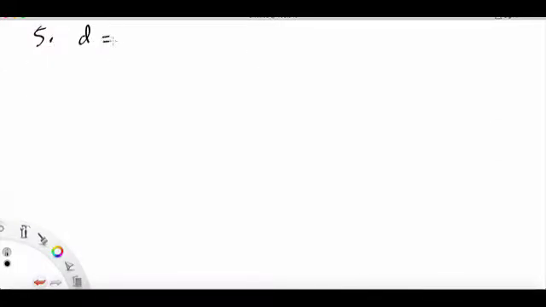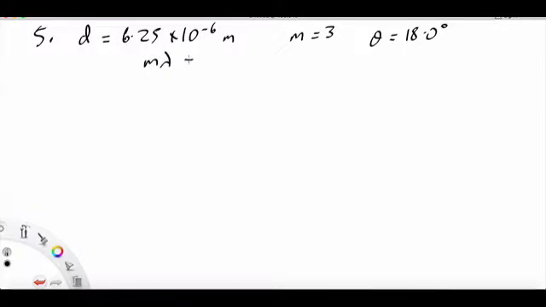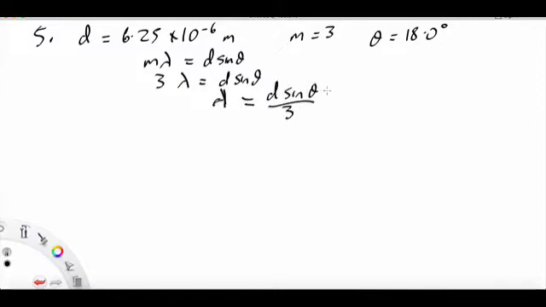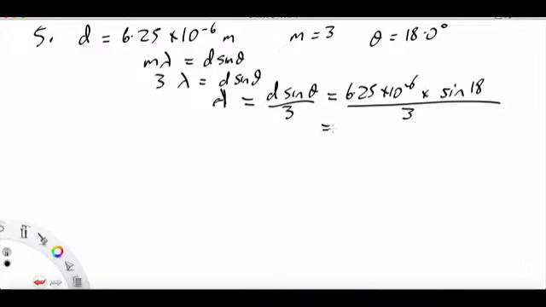Now, number 5, we have d is 6.25 by 10 to the minus 6 metres as the spacing between lines. We know it's the third order, and we're told it is 18 degrees. So m lambda equals d sine theta. m is 3. So lambda is d sine theta over 3, which is 6.25 by 10 to the minus 6 times sine of 18 degrees over 3, which is 6.43 by 10 to the minus 7, which is 643 nanometers.